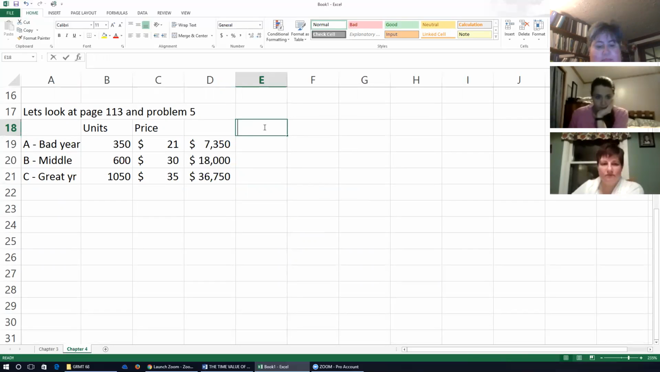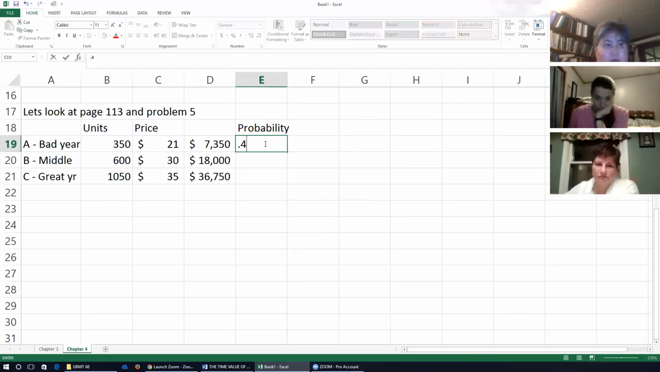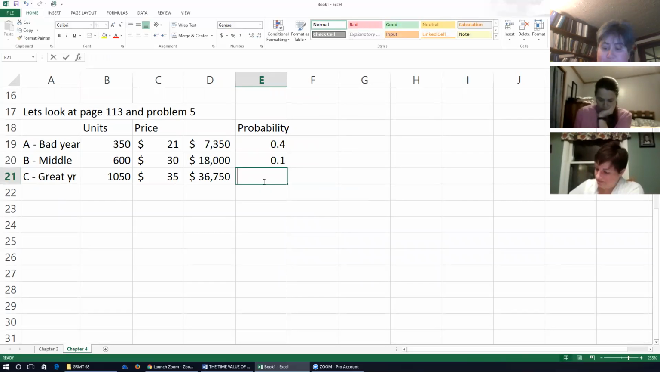Then they give them a probability, the chance of it happening. These can be written as percentages or decimals. It just happens that they give them as decimals. So the first one, it says there's a 40% chance that that is what's going to happen. So they had a 40% chance they're going to have a bad year. They have a 10% chance of having a middle of the road year and a 50% chance of having that really great year.